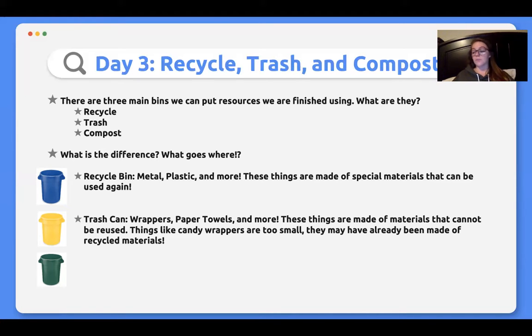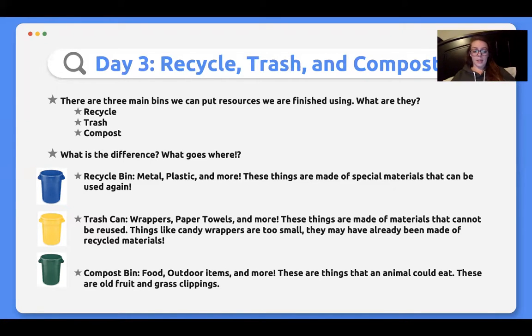So a lot of times, if you look at a soda can or something, sometimes it will say it's recycled, okay? And that's how you'll know. So I have a soda can here. I'm going to show you right here. It says, please recycle. So this can will end up going in the recycling bin when I'm finished drinking it.